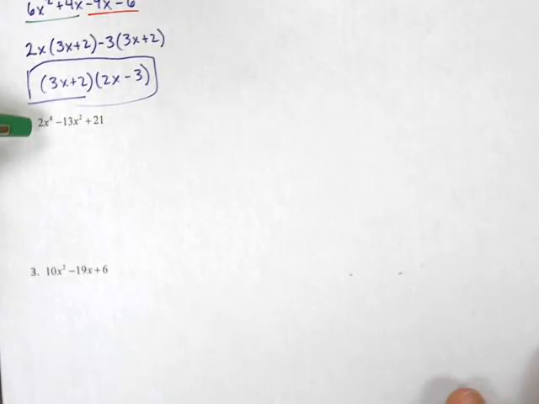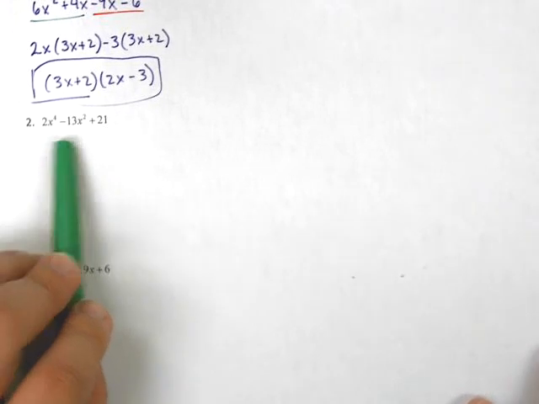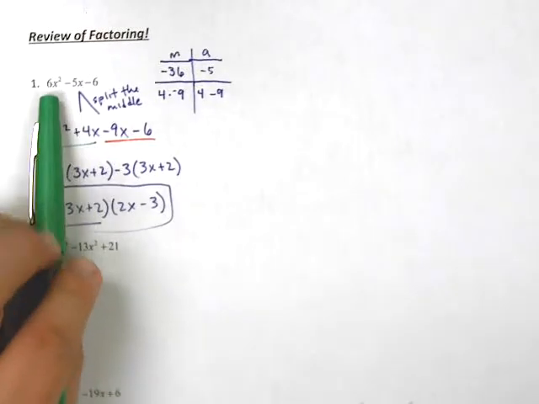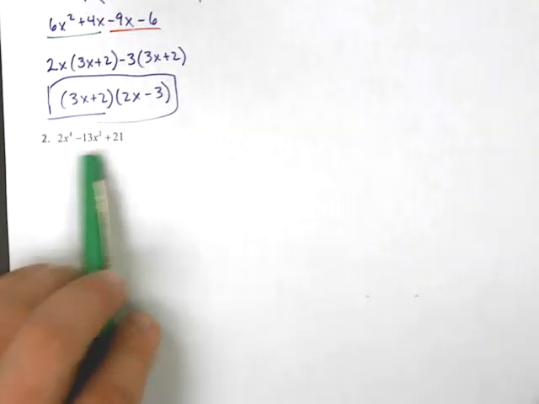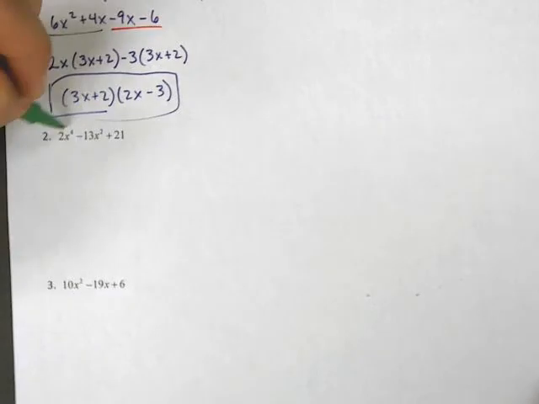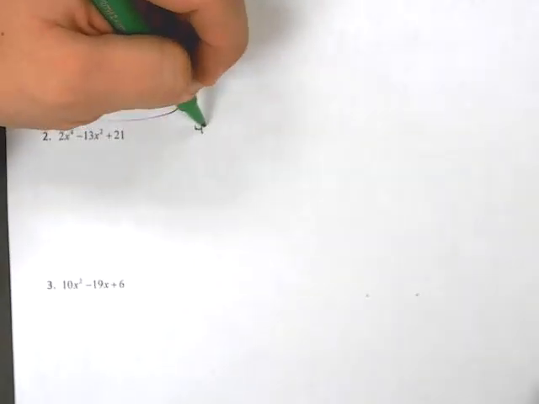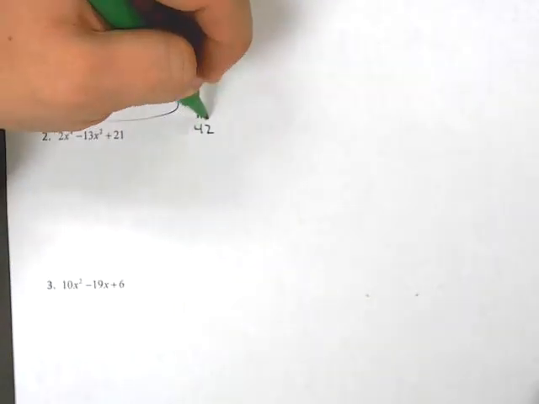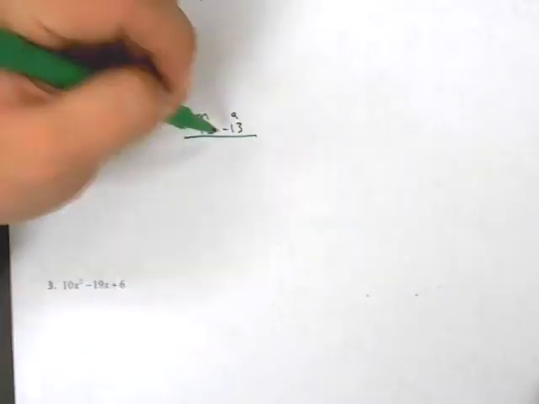When we take a look at something like number 2, same idea. I have an A value. Actually, guys, real quick, first thing we should always do is look for a GCF. And I did that on the first one, I just didn't talk about it. There's no GCF in the original. So, again, I multiply 2 and 21 to get 42. That's what I need to multiply to. I need to add to negative 13.